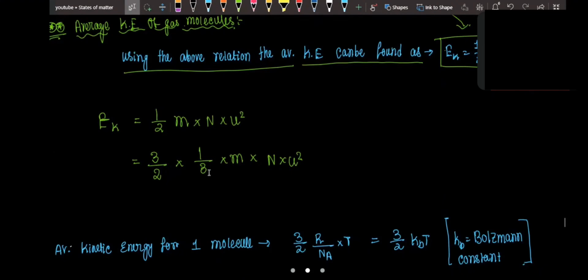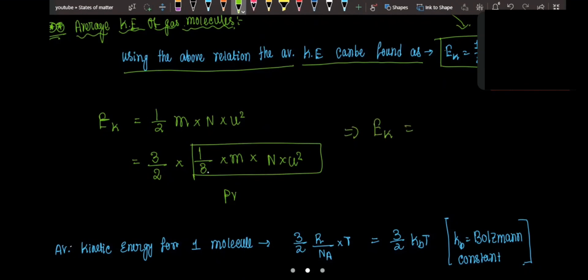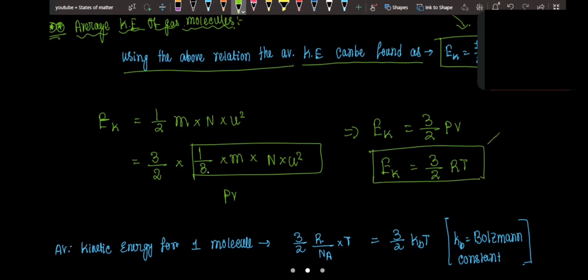So EK can be written as, let me check one more time. Yeah, 1/3 mnU square equals PV now. So from this equation, EK equals 3/2 PV. Now from the ideal gas equation, we know that PV equals RT, for one mole. So that's our final kinetic energy equation. This is the kinetic energy equation you need to remember. Solve questions from here. Now, this is something we are doing for one mole, right?